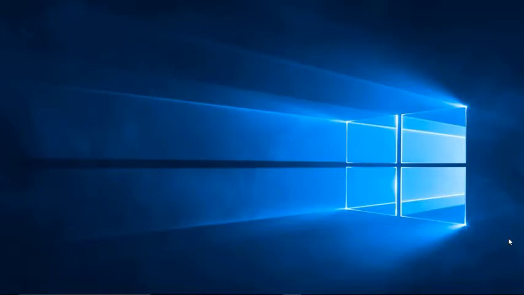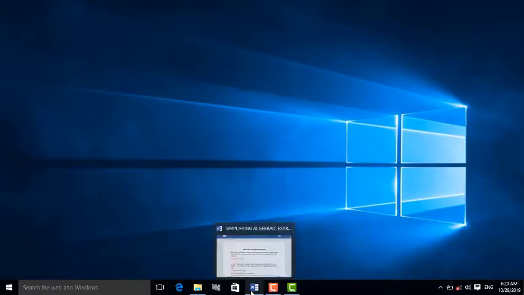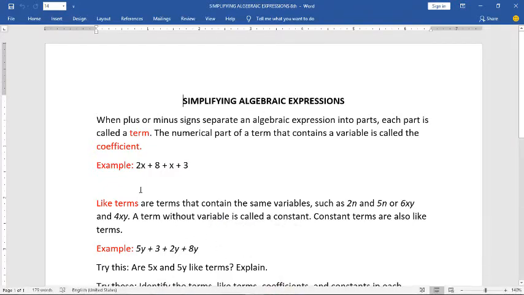And today we will be learning about a new concept. It is simplifying algebraic expressions. As you can see, this word simplifying, what is the meaning of the word simplify? Simplify means to write as simple as you can.